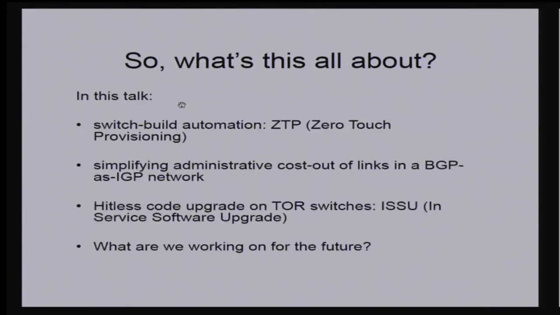So today we'll be talking about switch build automation, which is ZTP, which has been around for a while, but I'm proud of it, so I want to talk about it. Simplifying administrative cost out of links in a BGP as IGP network, along with a lot of you guys. We're moving to a BGP as IGP network, and we're going to talk about some of the challenges we face operationally. And lastly, we have a lot of Tor switches, top rack switches. We're talking about hitless code upgrade on those, and some future stuff.